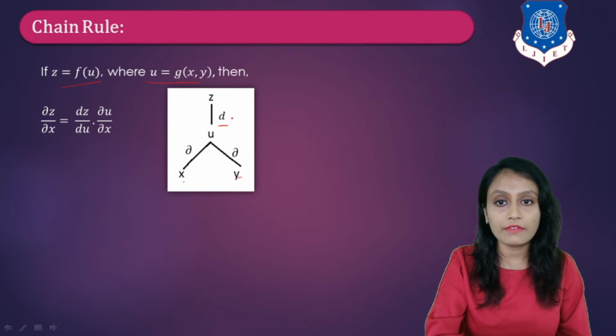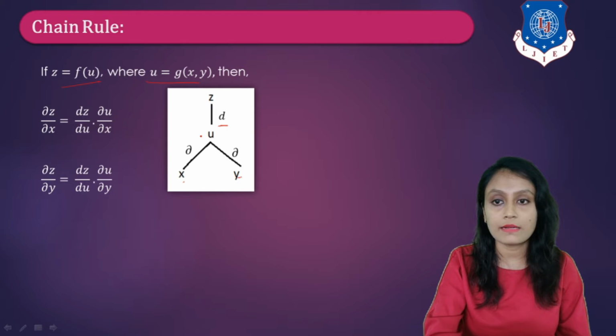Okay, now the formula to find del z by del x is what? Firstly, here we have d, so we will write dz by du into del u by del x. Okay, next one, del z by del y. Firstly here we have d, so we will write dz by du into del u by del y.